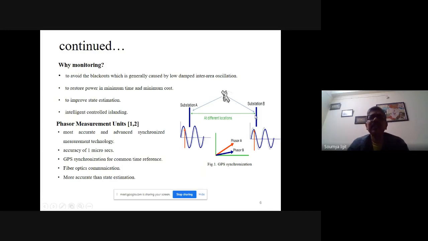This is very basic: you have two substations, you have the synchronized measurement from the two, and you have a common reference, and correspondingly you are going to avoid the blackout.